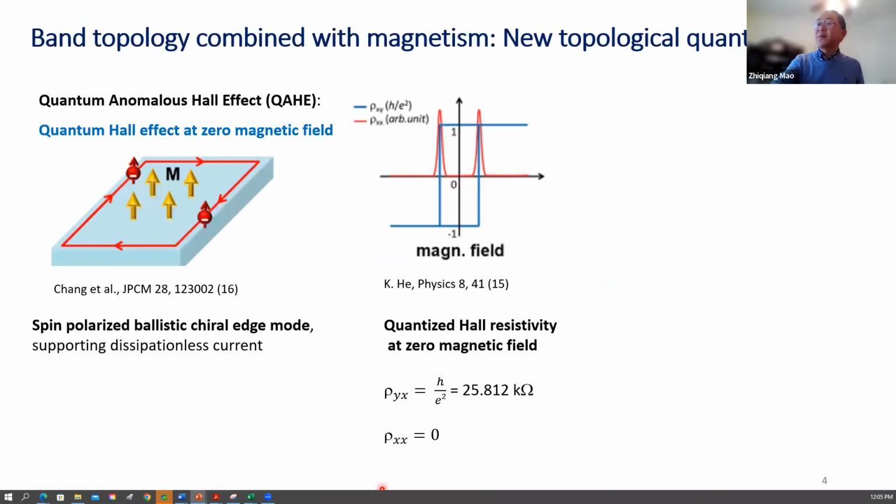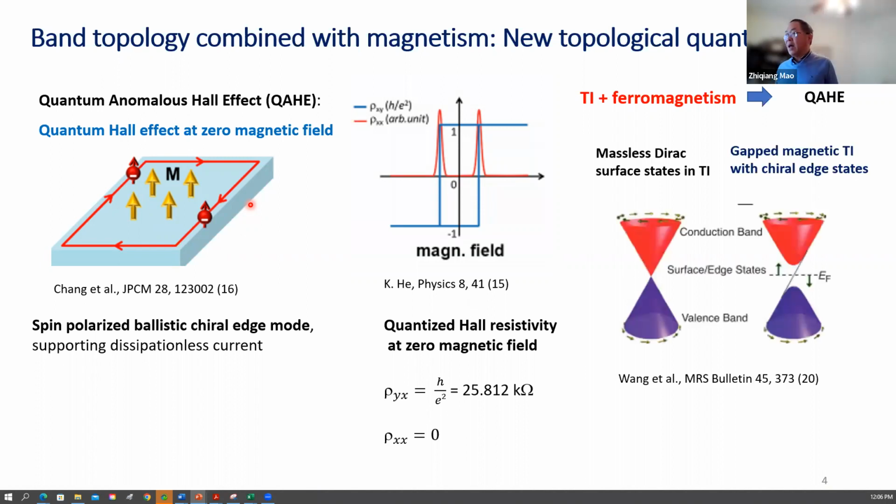Most of the results I'm going to present are already published or included in the submitted manuscripts listed here. So now let me tell you what a quantum anomalous Hall insulator is. A quantum anomalous Hall insulator is characterized by a quantized Hall resistivity at zero field, as shown in this schematic, and zero longitudinal resistivity. What happens in this state is that at the edge it has a spin polarized ballistic chiral edge mode. This edge mode can support dissipationless current. Such a state can be realized in a topological insulator with ferromagnetism.